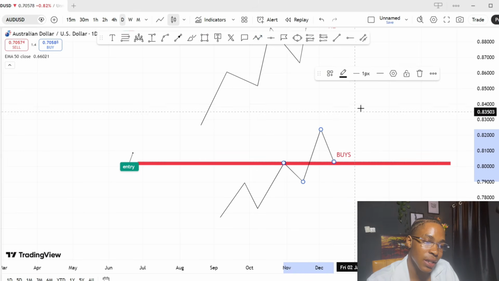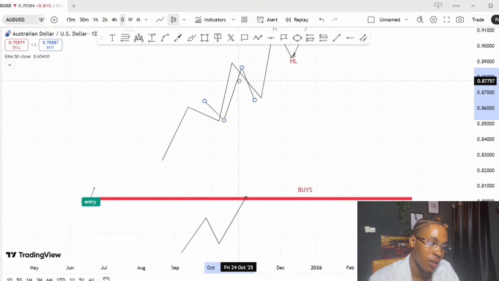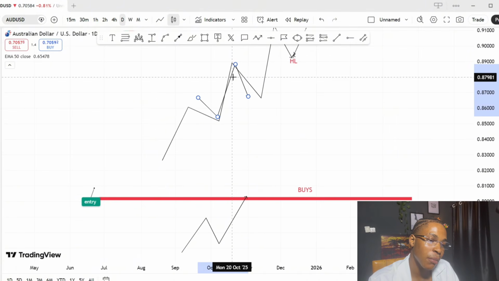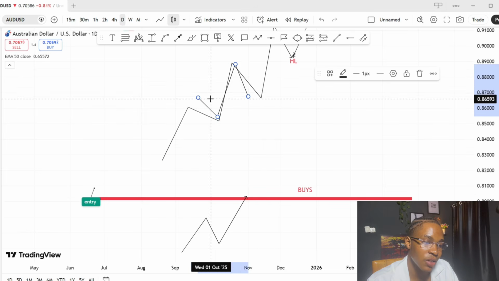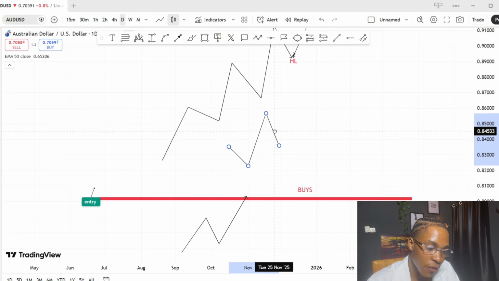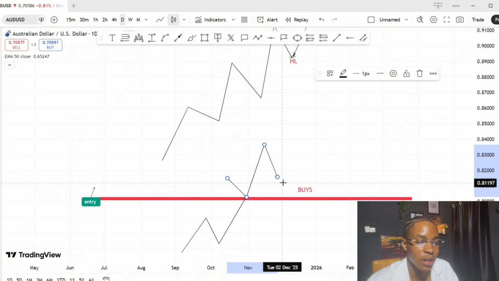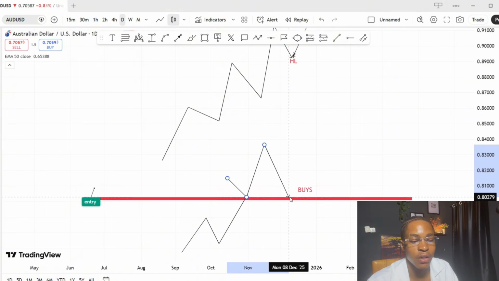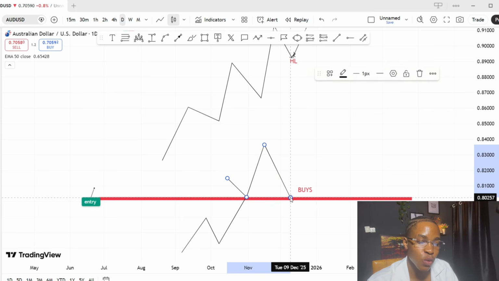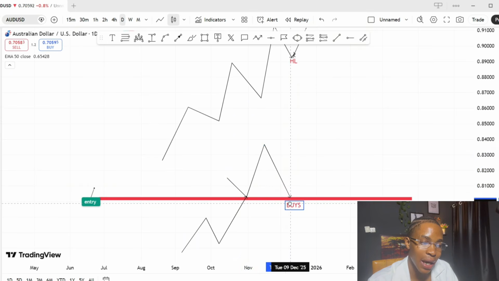Because now if you look at this same instance, what happens? Once the market comes for the higher low, it then turns to buy, right? So you wait for the market to create a potential higher low for you to enter for the trade. That does make sense. So this is where you will be initially entering for your buys, and then you profit from there.